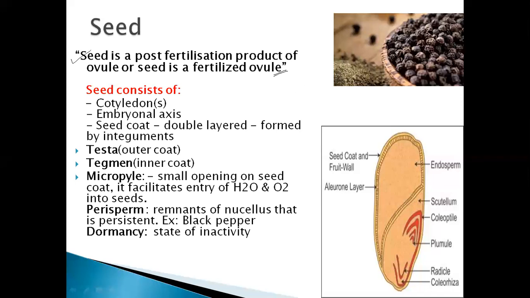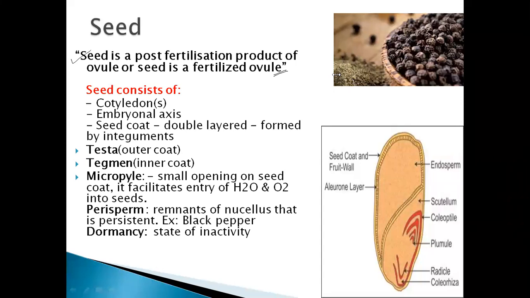You all are aware of it. Multiple numbers of seeds are present in those fruits. That means what? There is a large number of ovules in it. Many ovules in that flower.